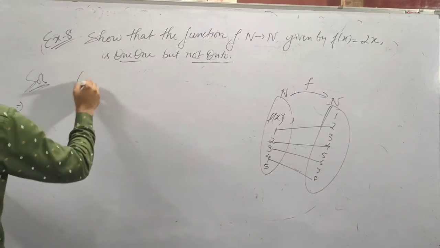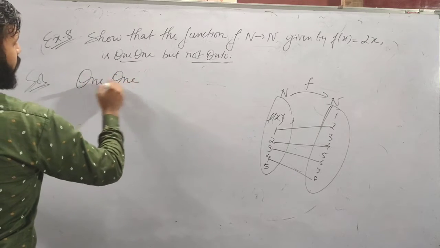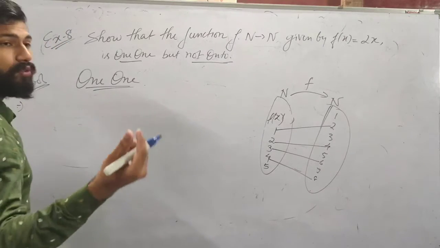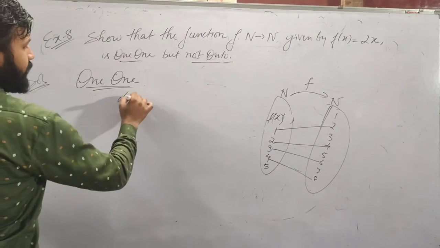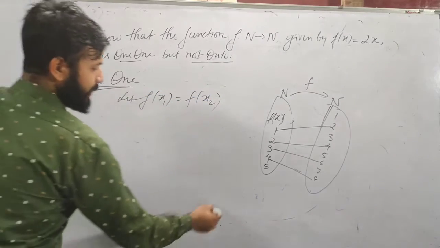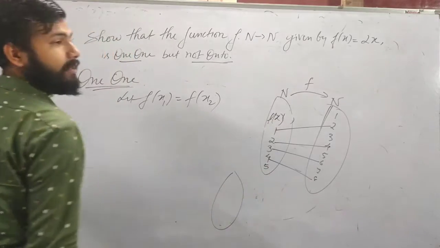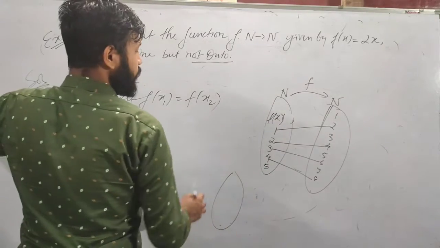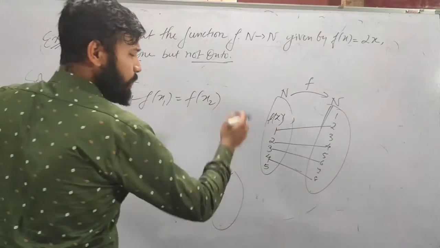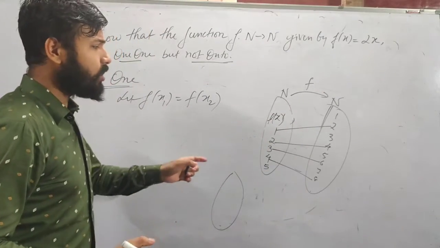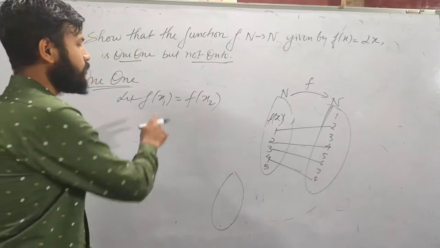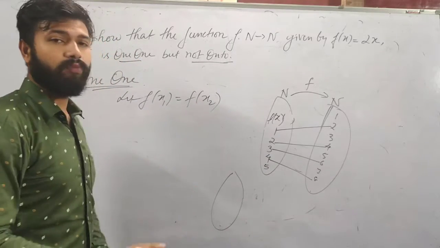How to write the solution? First of all, we shall prove one-one. How to prove one-one? Let us take two elements of the domain. Let f(x1) is equal to f(x2). I consider it like that because we cannot take any desired element, right? Because it is an infinite function. There are so many elements, so it is not possible to solve with every individual element. So we shall take some variable and solve the question with the help of some variable.